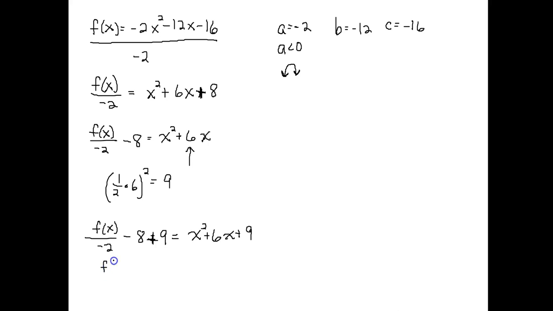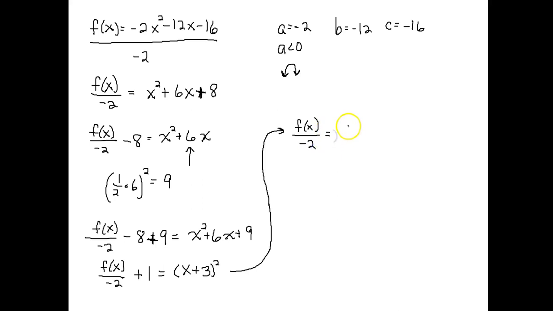Okay, so we've got f of x over -2 plus 1 equals, then x squared plus 6x plus 9 will factor into x plus 3 quantity squared. Okay. Then start getting f of x by itself. What we're going to do first is subtract that 1 from both sides. Then we're going to multiply both sides by that -2.